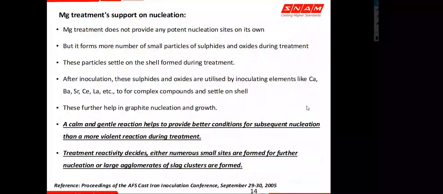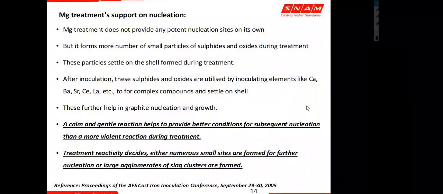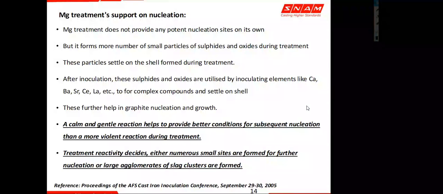Now we'll be discussing how magnesium treatment supports nucleation. Magnesium treatment does not provide any potent nucleation sites on its own, it doesn't provide them directly, but it forms small pockets of sulfides and oxides during treatment, of different elements, which can further be used for nucleation purposes. These particles settle on the shell formed during the treatment. I'll explain the different formations happening during the treatment in the subsequent slides.